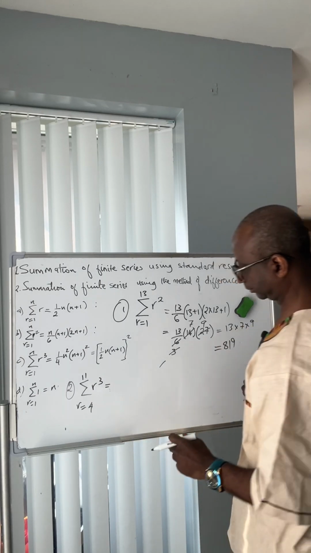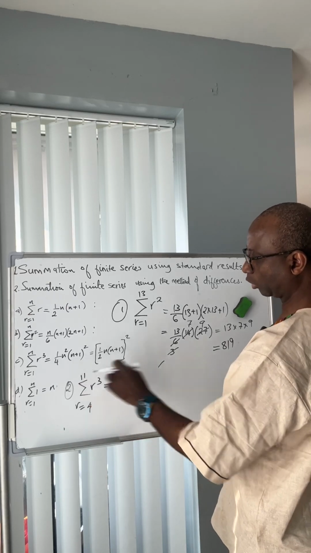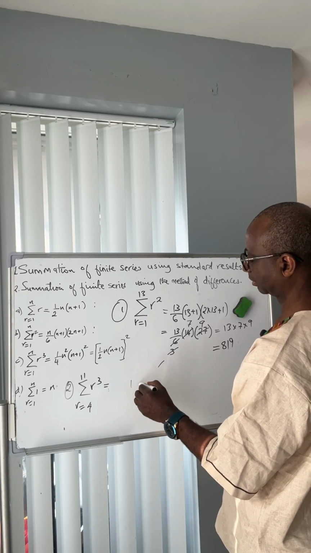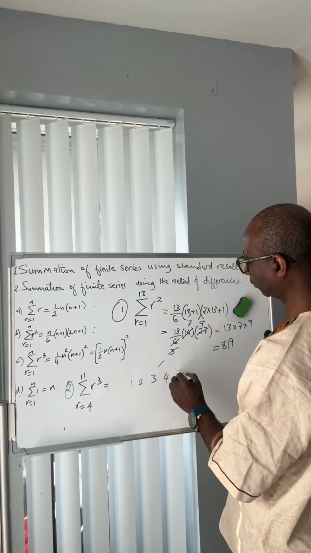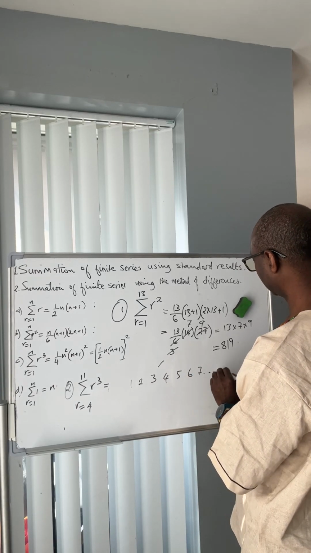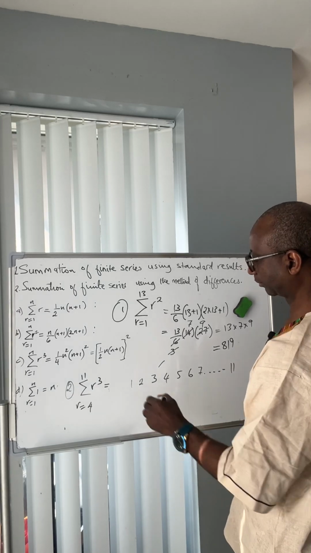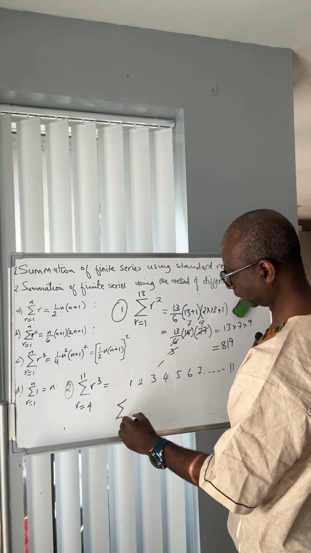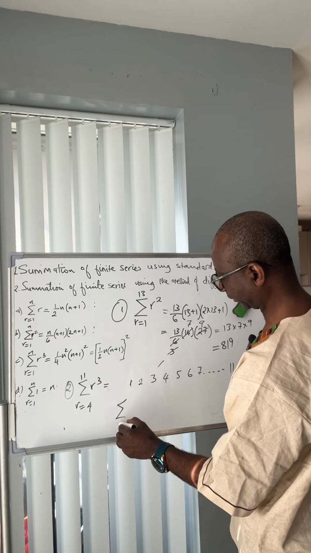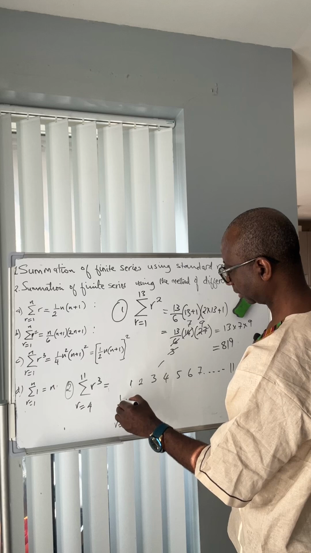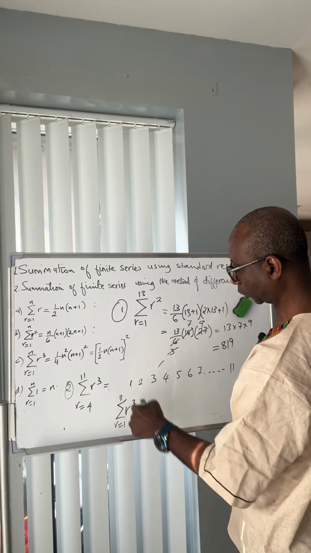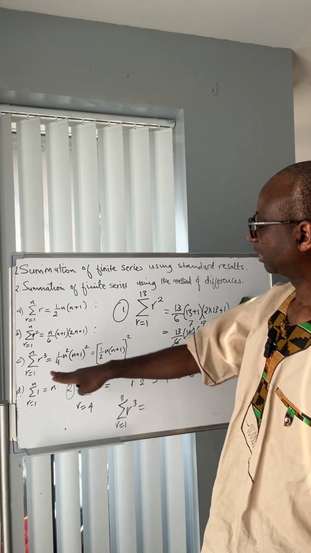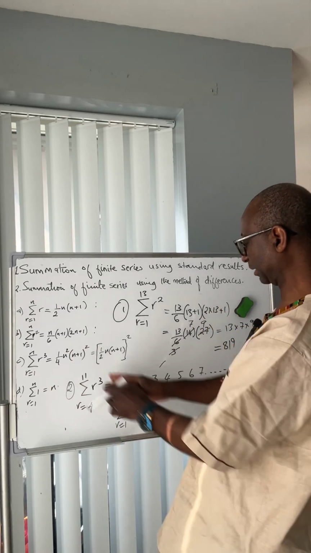When you have something like this, let me say you are going up to 11. You are having 1, 2, 3, 4, 5, 6, 7, up to 11. So if we were asked to find the sum of this series from r equals 1 to 11, then using the standard form, you will just apply this method straight away. We just put in this equation here.